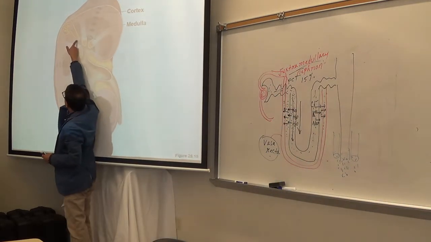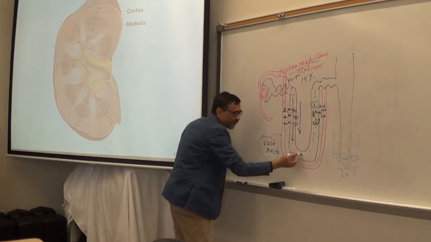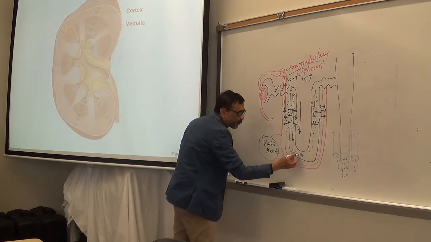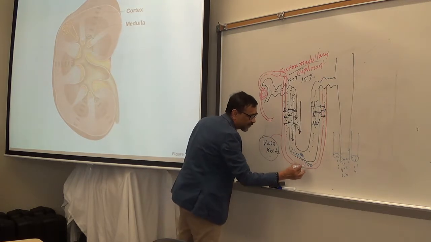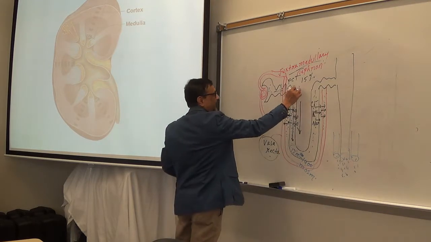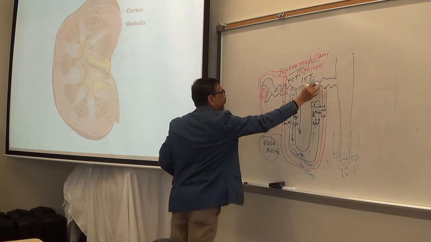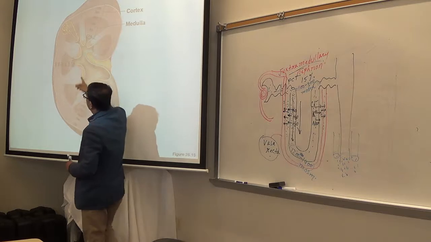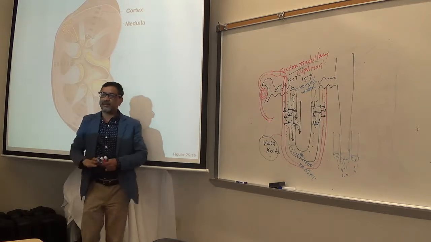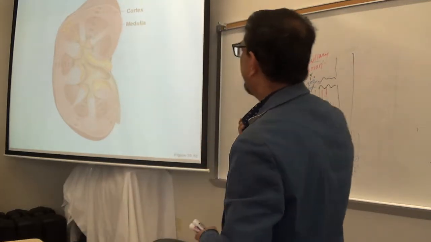And then, if you measure the fluid here, all the way here in the long loop of Henle, the concentration is very high, about 1200 to 1400 milliosmol, as I mentioned in the last class. Highest, okay? And here is only 100 to 300 milliosmol, okay? That's what they have shown here. Concentration should be very high here and low there. Okay. Makes sense, right?